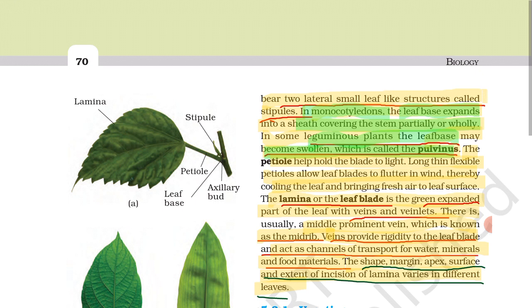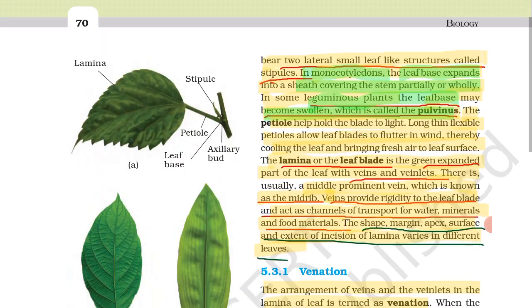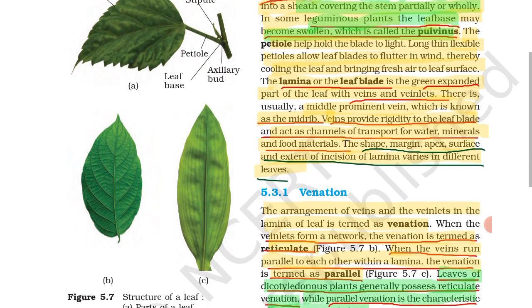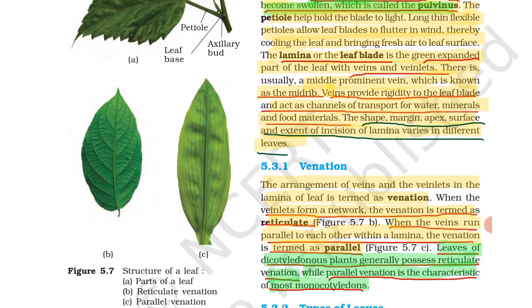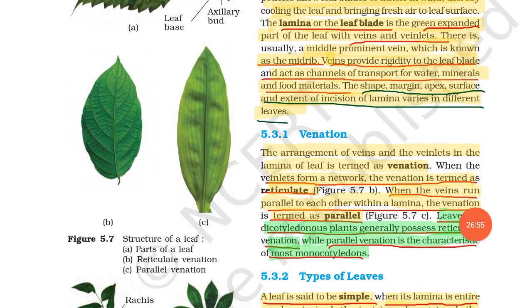The lamina or leaf blade is the green expanded part of the leaf with veins and veinlets. There is usually a middle prominent vein, which is known as the midrib. Veins provide rigidity to the leaf blade and act as a channel for transport of water, minerals and food. The shape, margin, apex and incision of the lamina vary in different leaves.